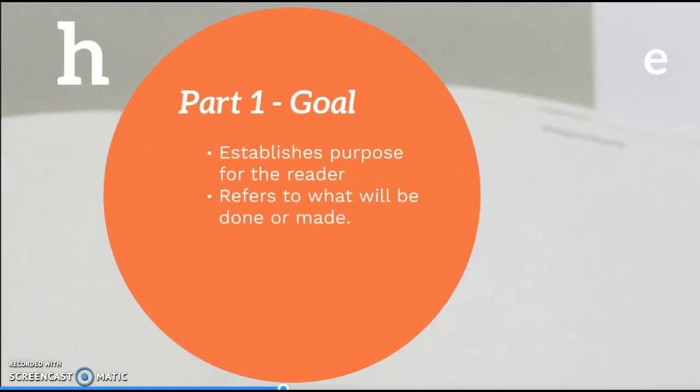The first part of procedural text is the goal. This establishes a clear purpose for the reader, and it refers to what will be done or made. So for example, if the procedural text is a recipe on making a cake, here you'll provide specific information on what type of cake it will be and what the outcome will be for the reader and the creator in that instance.